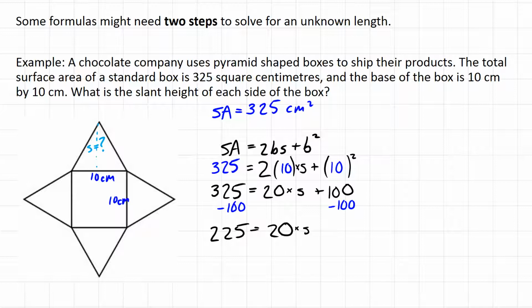And now what I want to do is get that 20 off the s. And so I'll have to use division to do that, the opposite of multiplication. So now I have s is equal to 225 divided by 20. And I can do that in my calculator. And I get 11.25 centimeters. And I'm not told to round, so I'll just leave it as 11.25.